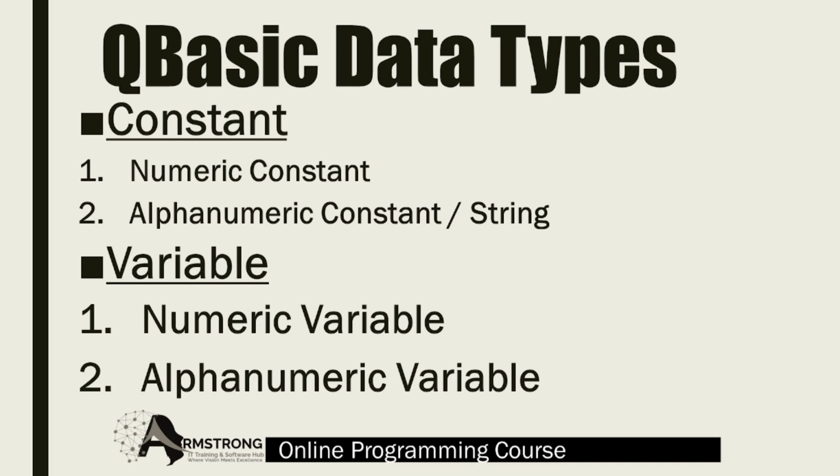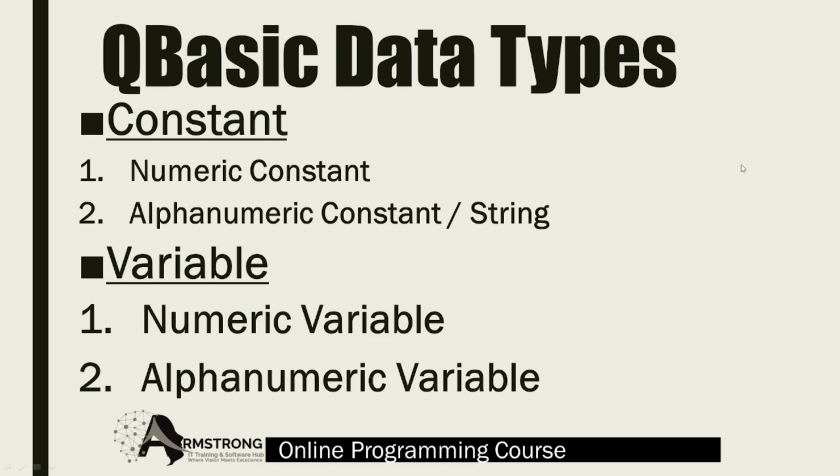QBasic data type. If you could recollect, in our previous lesson we talked about the type of data type that can be used in QBasic, and we talked about the constant data type, where we said under the constant data type there are two categories: one is the numeric constant and then the alphanumeric constant. Now the alphanumeric constants are known as strings.